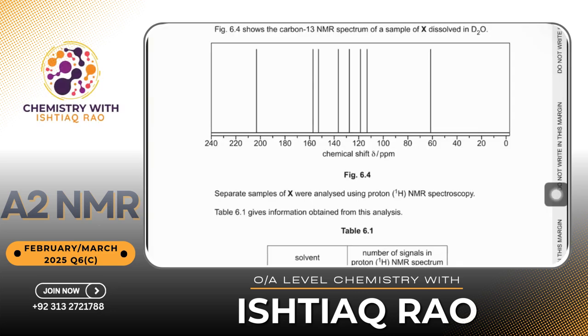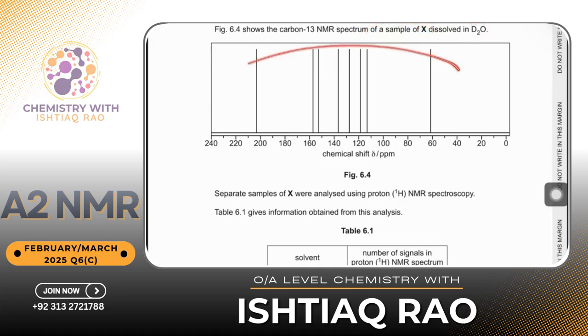Okay, basically this is the March 2025 paper, paper 42 9701, question number 6C onwards. It's related to NMR spectroscopy. They are saying a student analyzes an aromatic compound X, C8H8O3, using NMR spectroscopy. This figure shows the carbon-13 NMR spectrum of a sample of X dissolved in D2O.